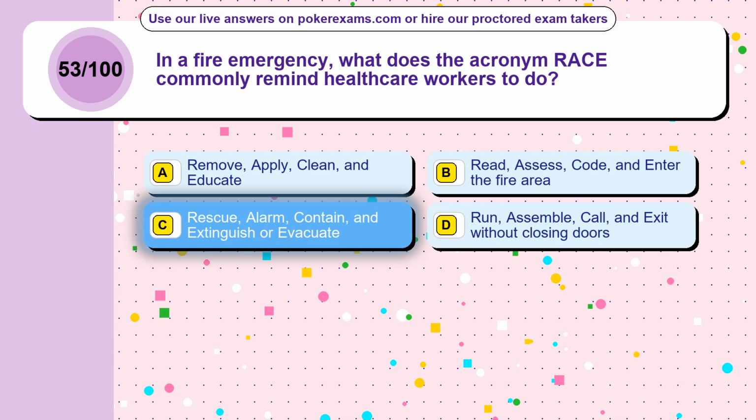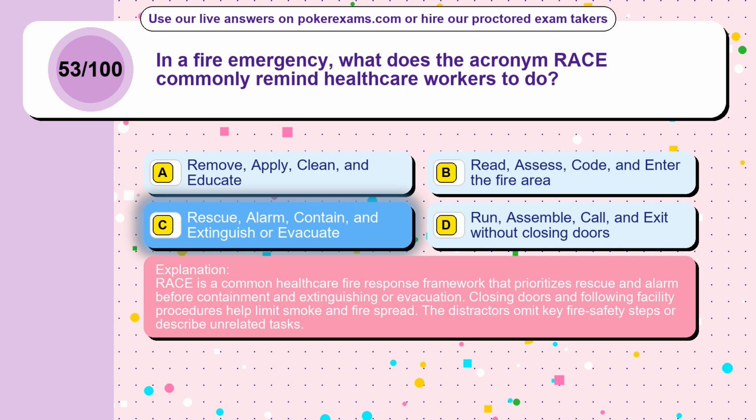The correct answer is option C. Rescue, alarm, contain, and extinguish or evacuate. RACE is a common healthcare fire response framework that prioritizes rescue and alarm before containment and extinguishing or evacuation. Closing doors and following facility procedures help limit smoke and fire spread. The distractors omit key fire safety steps or describe unrelated tasks.